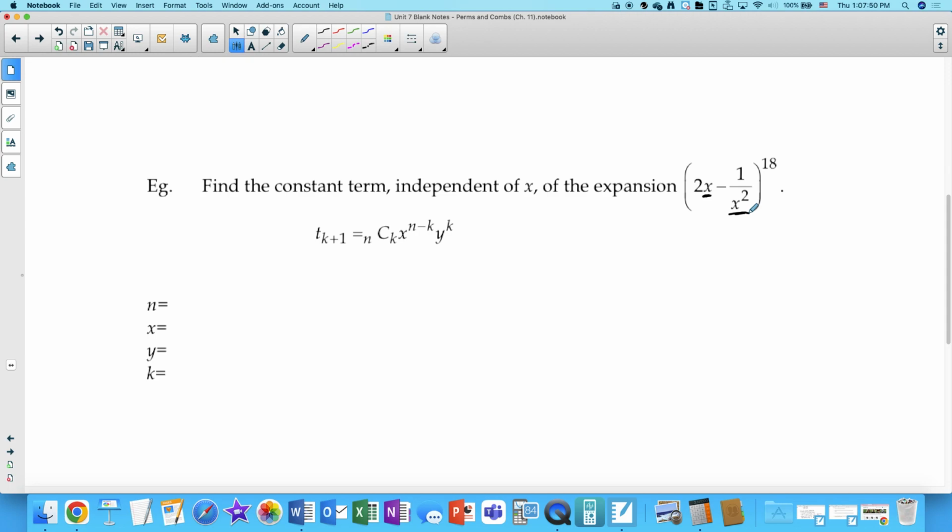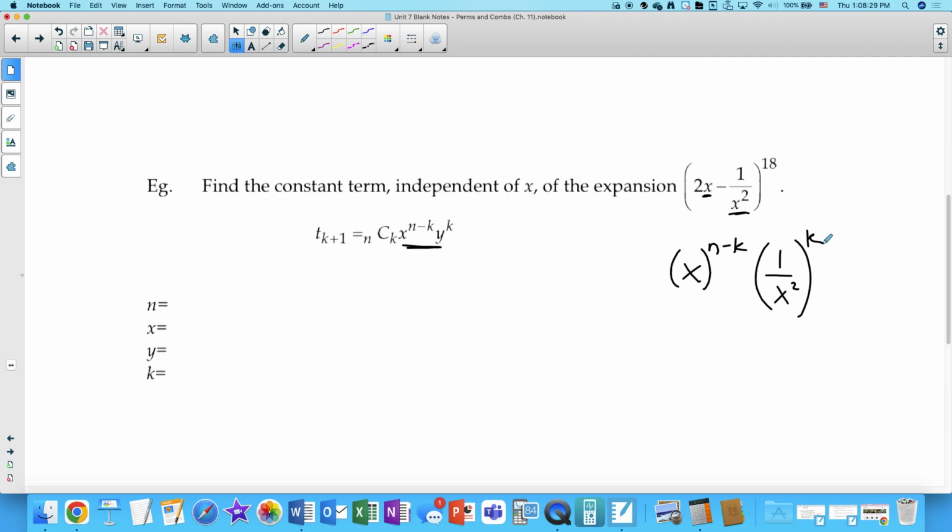In every single term, we're going to have powers of x, and we're going to have powers of 1 over x squared multiplied together. We want to know essentially when that exponent is going to be x to the 0, because if it's x to the 0, that means we get a constant term. Okay? So what I do is I just sort of pay attention to this part and don't worry about the numerical coefficients. Every term is going to have an x to the n minus k in it and a 1 over x squared to the k in it.